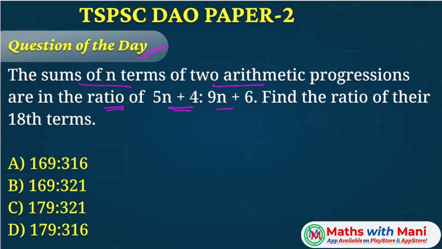Suppose there are two arithmetic progressions, and in both arithmetic progressions the sum of n terms is Sn. Sn of the first arithmetic progression to Sn of the second arithmetic progression is given as 5n plus 4 by 9n plus 6. Now you have to find the ratio of their 18th terms. That means T18 of the first AP to T18 of the second AP.